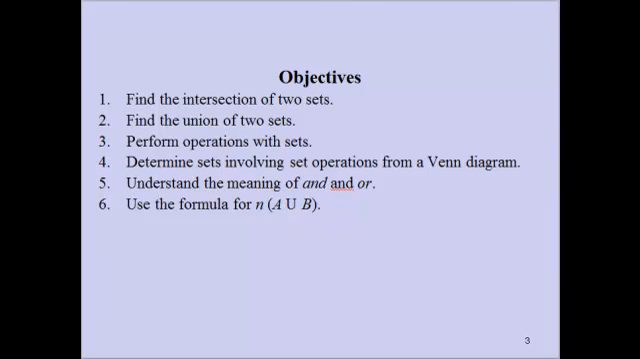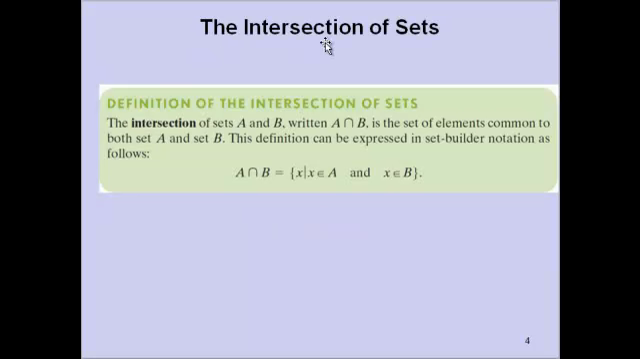Okay, so on to the definitions. So the intersection of sets, we're going to have our definition: the intersection of sets A and B, written A intersect B, is the set of elements common to both set A and set B. So because it's a common element in both, as part of our Venn diagram, the intersection is this second region in between the two. Alright, so that's the overlap right there.